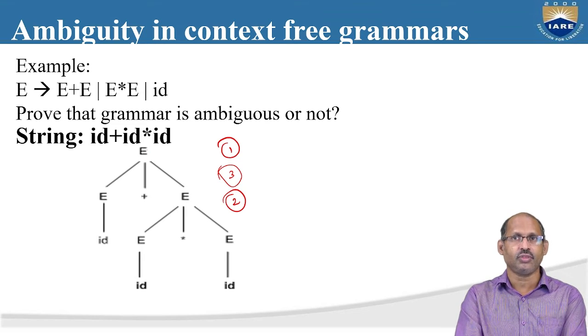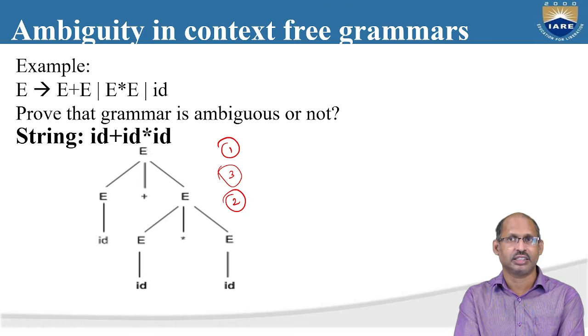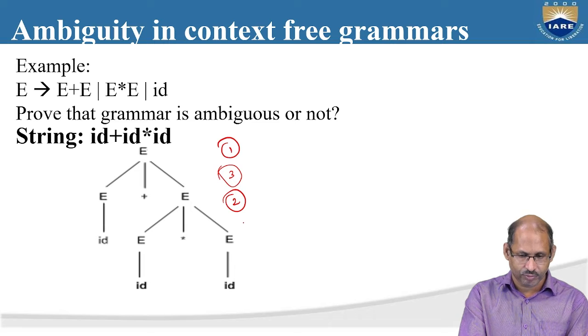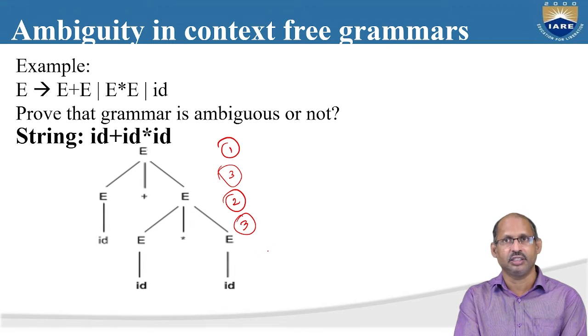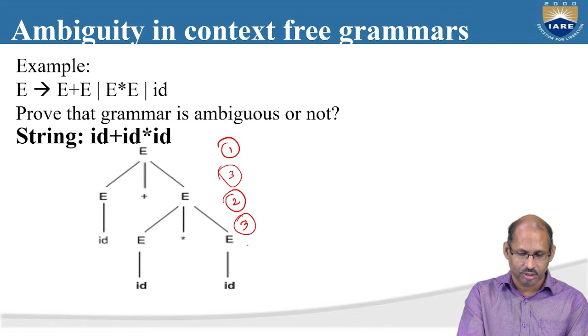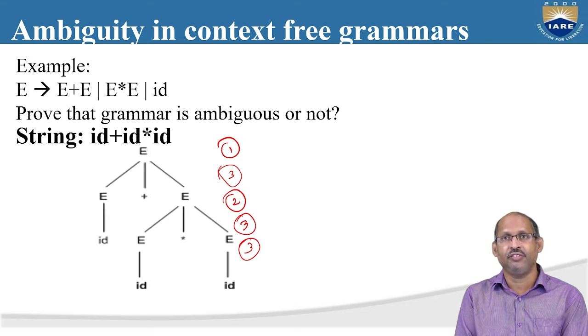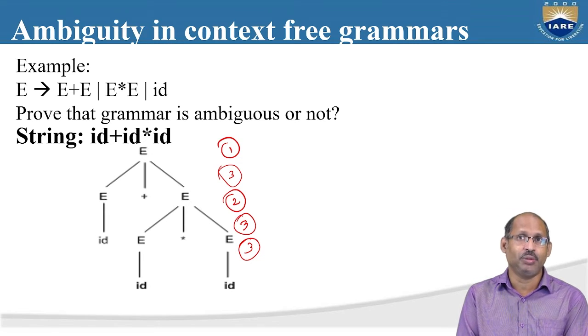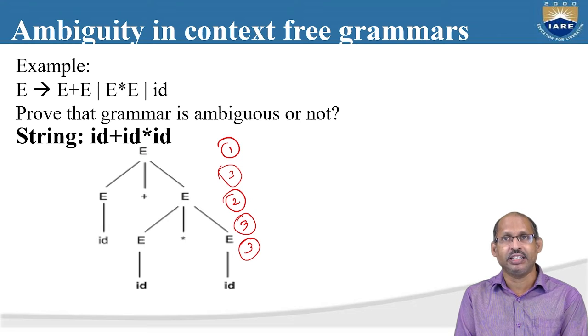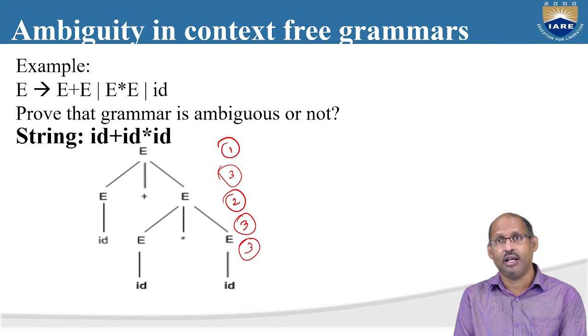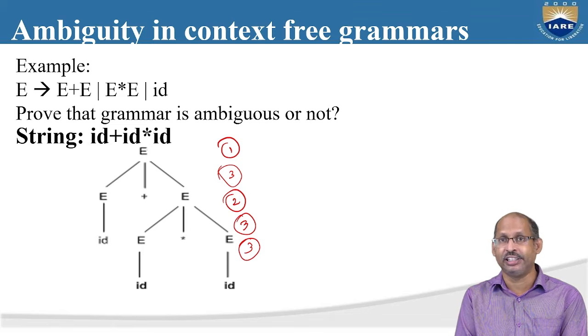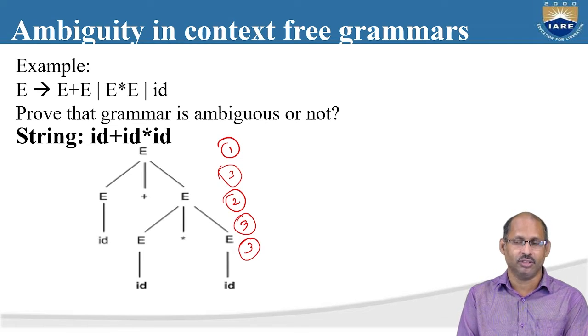Then the second production is considered. Then E gives id, the third production is considered. Then E gives id once again, the third production is considered. So finally we obtained the given terminal string id plus id into id by applying the productions in the order 1, 3, 2, 3, 3. Okay.